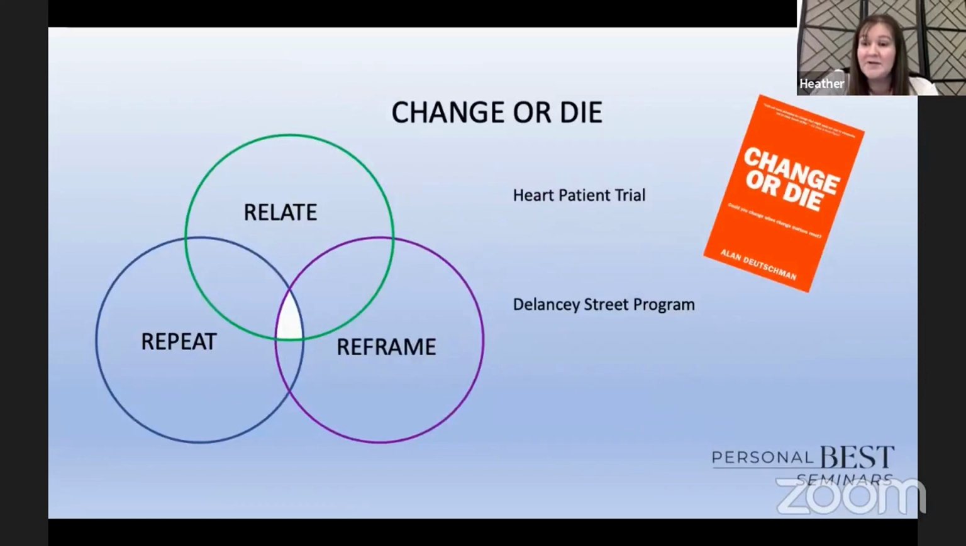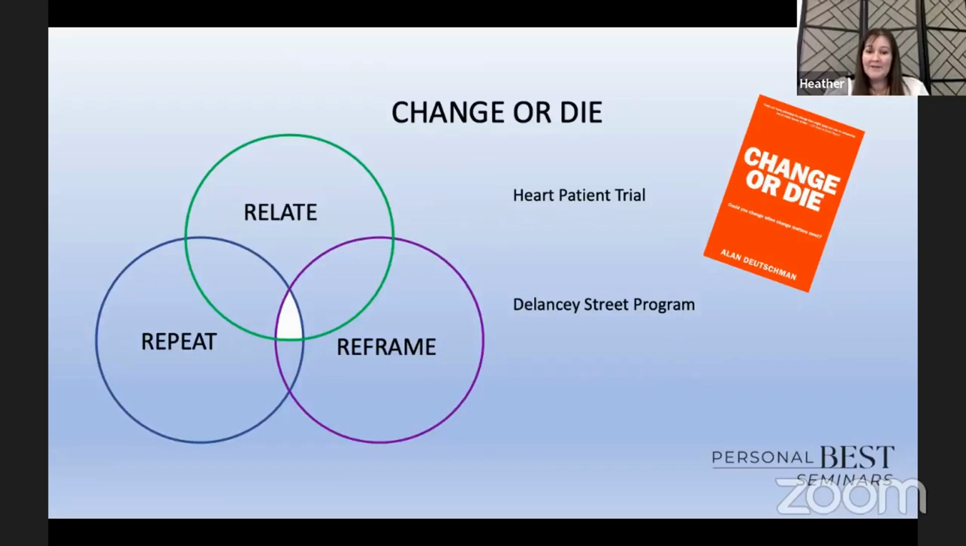So I have a couple of stories from inside of the book. He wanted to prove that, in fact, this relate, repeat, and reframe works. And so he had a trial. Actually, what's interesting is an insurance company approached him and asked him to do this trial, because insurance companies in the United States are really invested in their patients or their clients creating lasting change. And so they asked him to do this trial where he would put people inside of this formula.